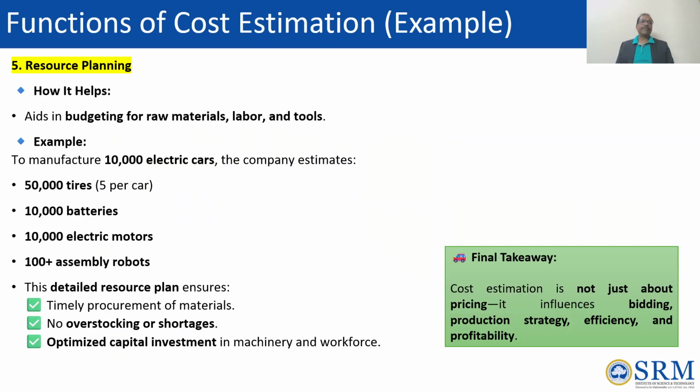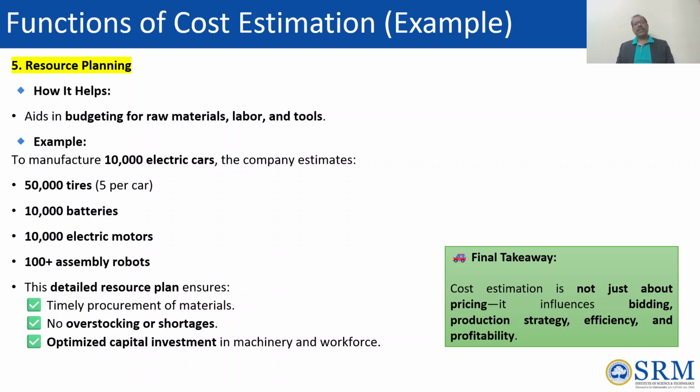Then resource planning. We need to find how much material is needed, what is the cost of the raw material, the labor wages we need to give, and what is the cost for the labor and tools. We may need different tools for making a particular electric car, right? So for that tool also we need to have a cost, right? Put together, only then can we fix the total cost required. That estimation comes in. So for resource planning also, cost estimation will help.